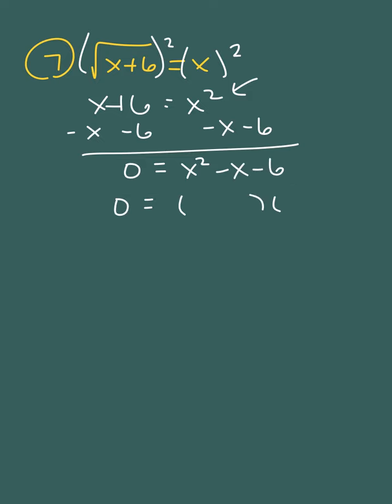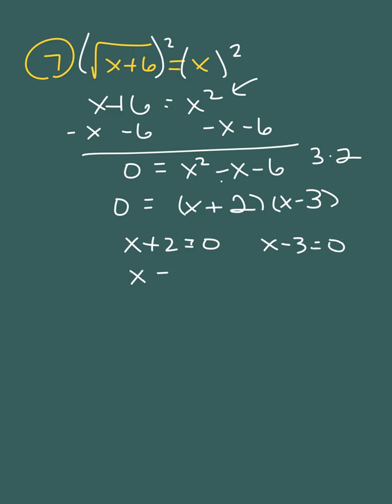Now I'm going to factor. I have x and x. My signs are opposite. Factors of 6 that when I subtract I get 1 are 3 and 2. Since my higher factor is 3, that's going to go right there, and then I have a 2 there. So I have x plus 2 is equal to 0, or x minus 3 is equal to 0. So that gives me x is either equal to negative 2 or x is equal to positive 3.